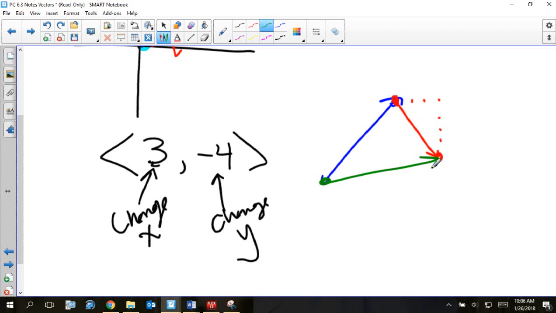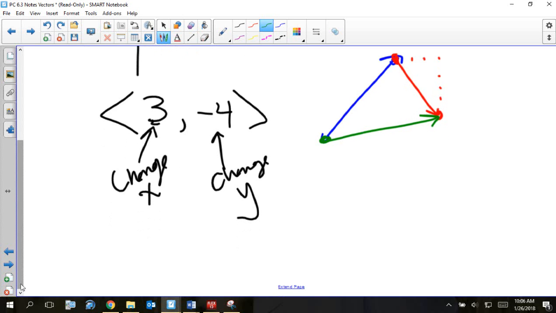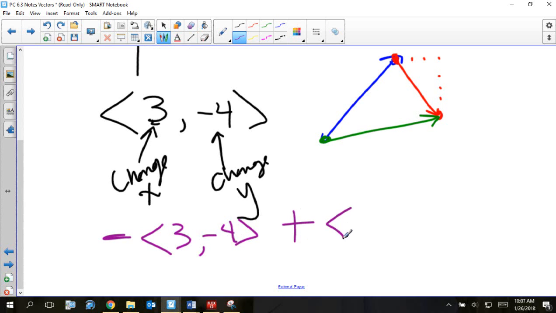So for the negative, you would just do the opposite. If I was subtracting 3, -4, then I would really just be adding -3 and +4. So if I were subtracting it, then I would go this way and then that way. So you just go the opposite way.